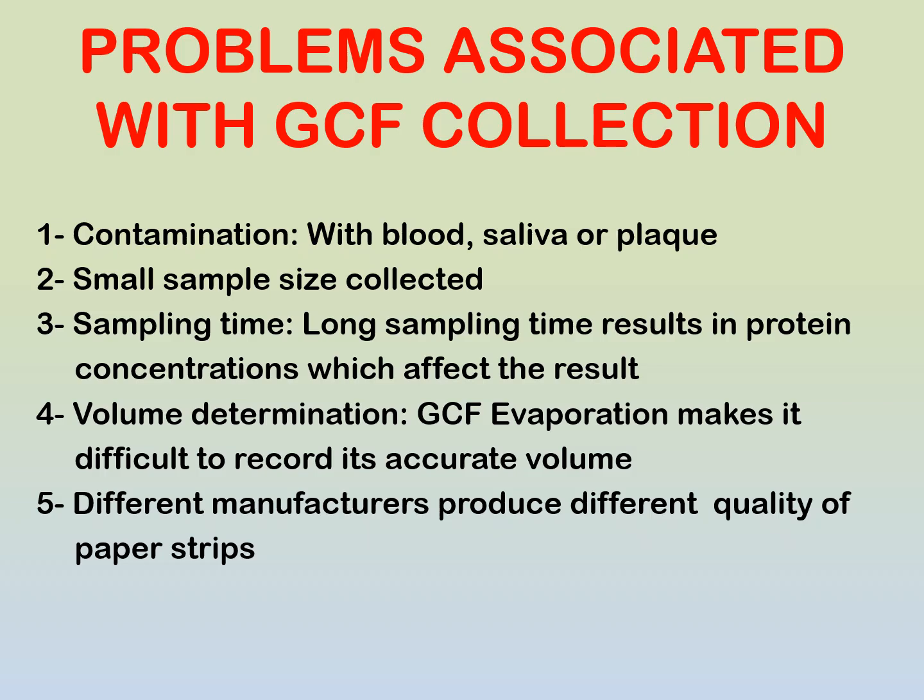So there are various problems associated with GCF collection. First being contamination with blood, saliva or plaque. Second one is small sample size collected. Third one is long sampling time, which results in altered protein concentrations that affect the desired result. Fourth one being volume determination. The evaporation of GCF makes it more difficult to record its accurate volume. Fifth one is that different manufacturers produce different quality of paper strips, which also alters the accurate volume determination.